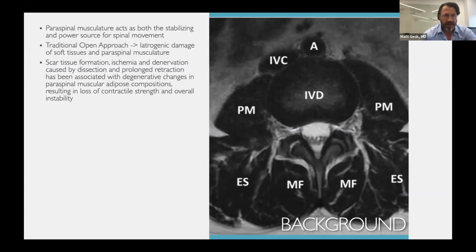And so paraspinal musculature is one of the stabilizing forces of our spine. We're trying to minimize our damage to it. When you do an open approach and you peel the muscles all the way off the midline spine and then retract on them, there's been studies showing iatrogenic damage to those muscles. Some of it related to retractor time, but some of it just related to the approach. You obviously get scar tissue formation and denervation of those muscles and loss of muscle bulk.